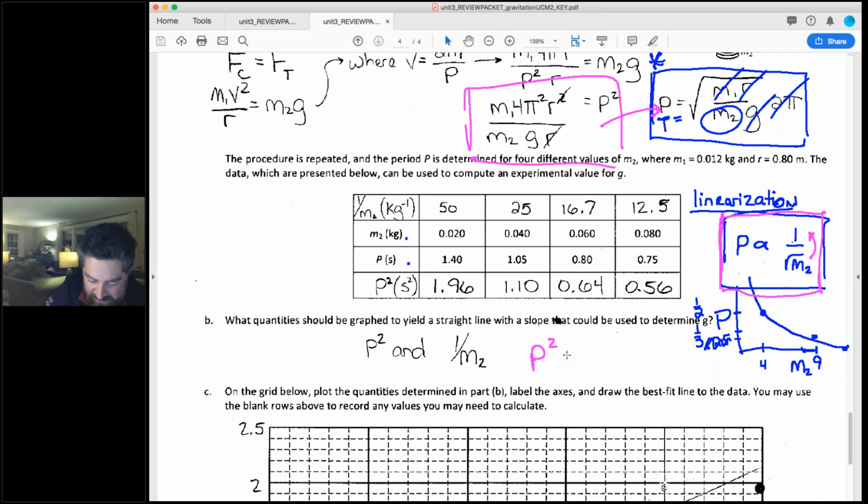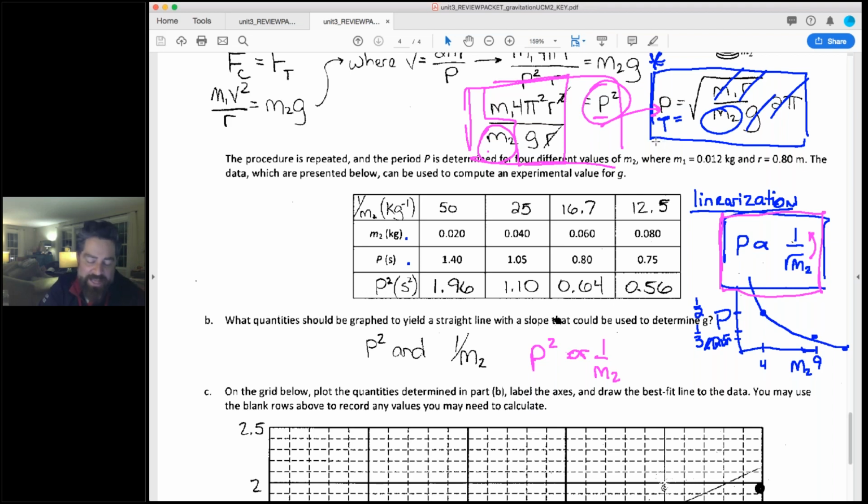I get period squared is equal to a bunch of stuff. So let me make it a proportional sign, say 1 over m2. So there's the m2 in the denominator, and there's the period squared. So if I were to graph period squared versus 1 over m2, the constant of proportionality, or the slope, would be all of that stuff.